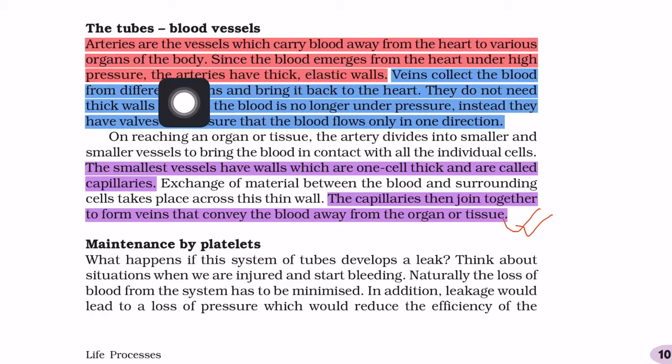So that is the second difference. Since the blood emerges from the heart under high pressure, the arteries have thick, elastic walls. So this is the third point, and this third point itself is a very important point for another question, that is, why the arteries have thick and elastic walls.